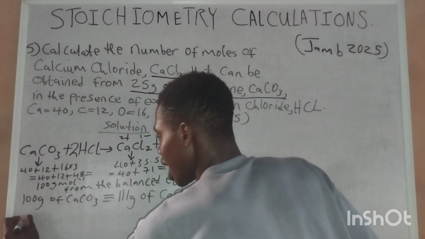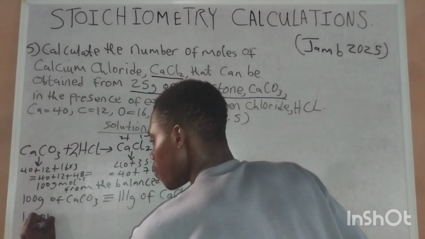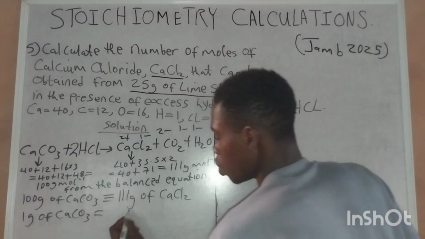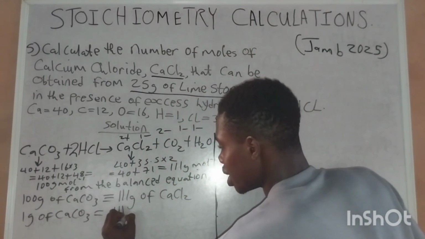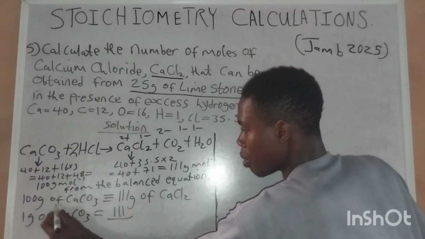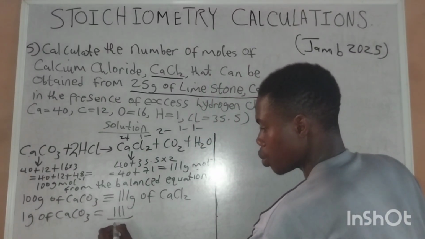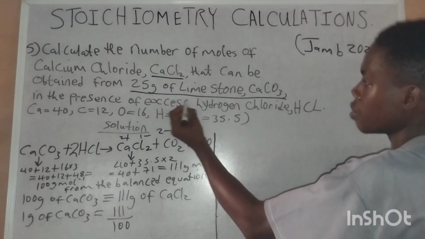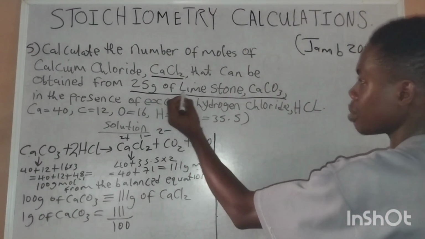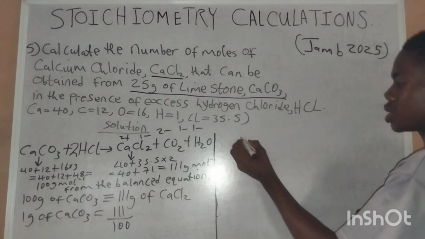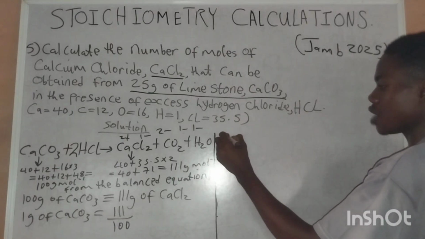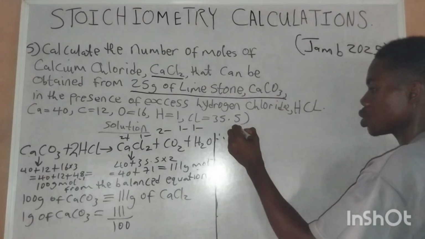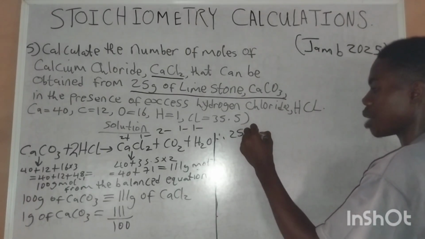Now, it therefore means that 1 gram of CaCO3 is equal to 111 divided by 100 gram of calcium carbonate. So therefore, how many gram of CaCO3 will give you the question? 25 gram of CaCO3. So now, therefore, 25 gram.